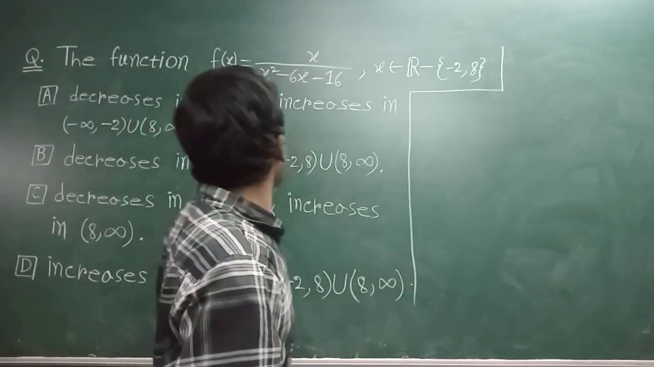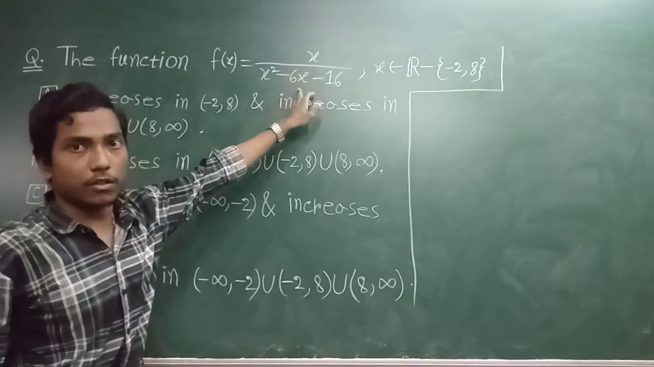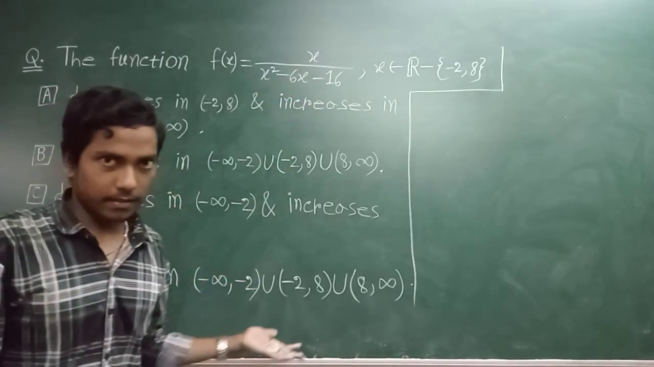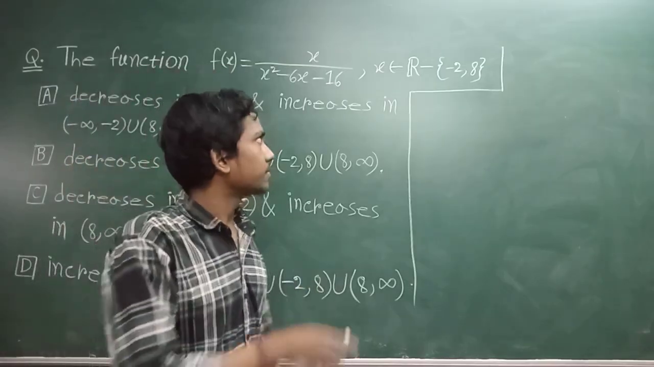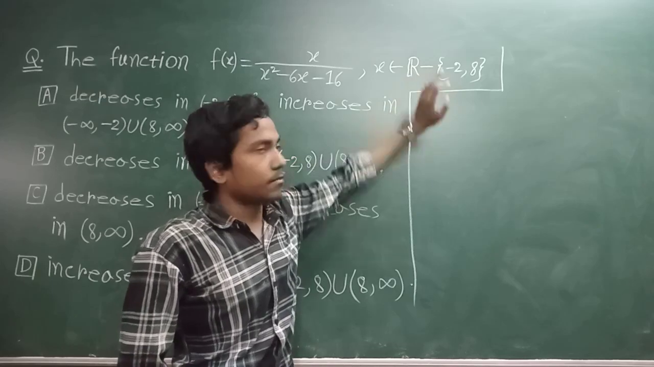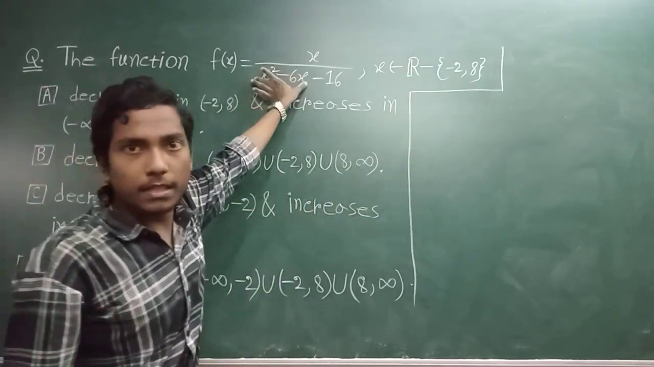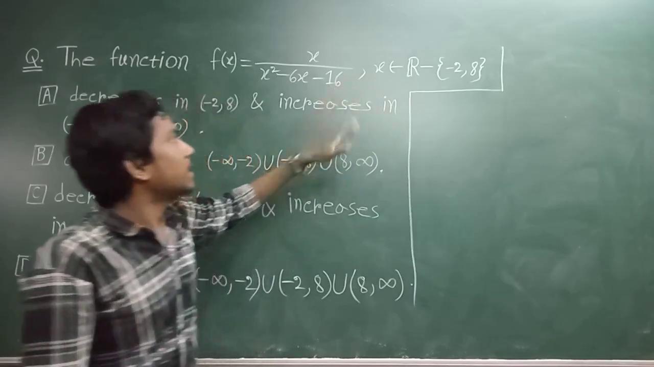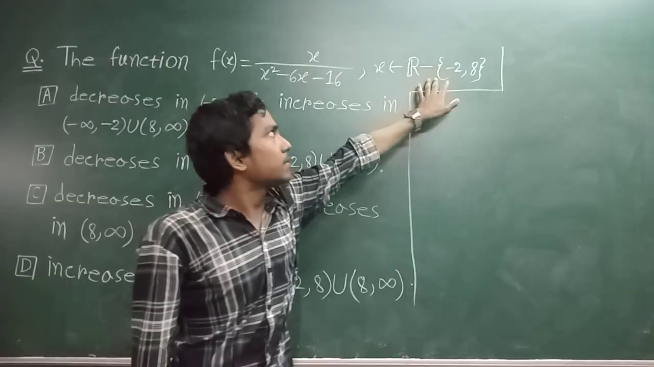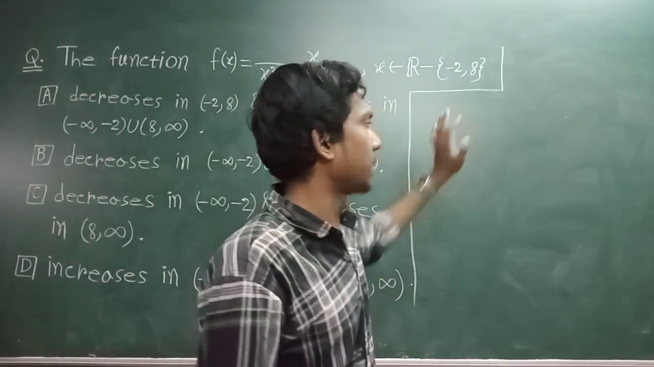So students, this is the question. There is a given function x by x square minus 6x minus 16, and we have to check whether the function is increasing or decreasing in a given interval. The domain of the function is R minus {minus 2, 8}, since if we factorize the denominator, the critical points will be minus 2 and 8. Except these two points, the function is defined at all points in the real number system.